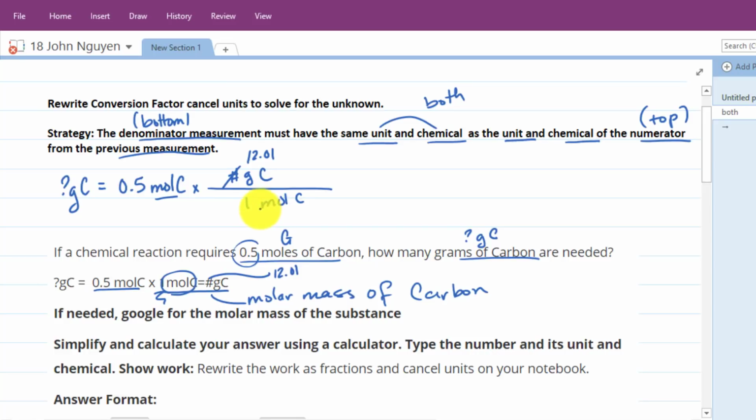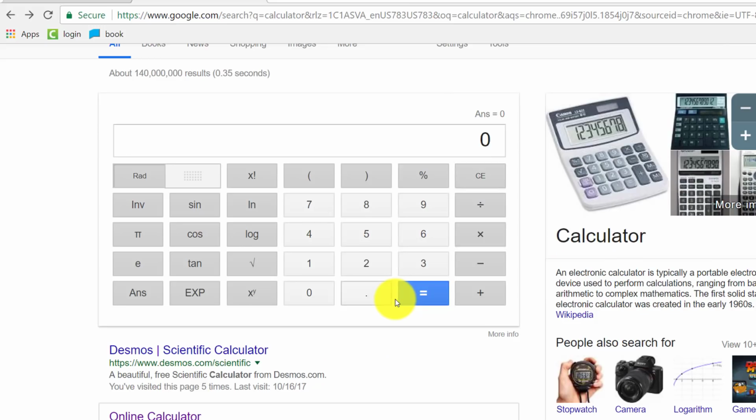So notice how the unit mole of carbon cancel out. And all I have to do is plug into the calculator 0.5 times 12.01. And notice how we have grams of carbon left. So what I have here is 0.5 times 12.01, and that will give us 6.005.